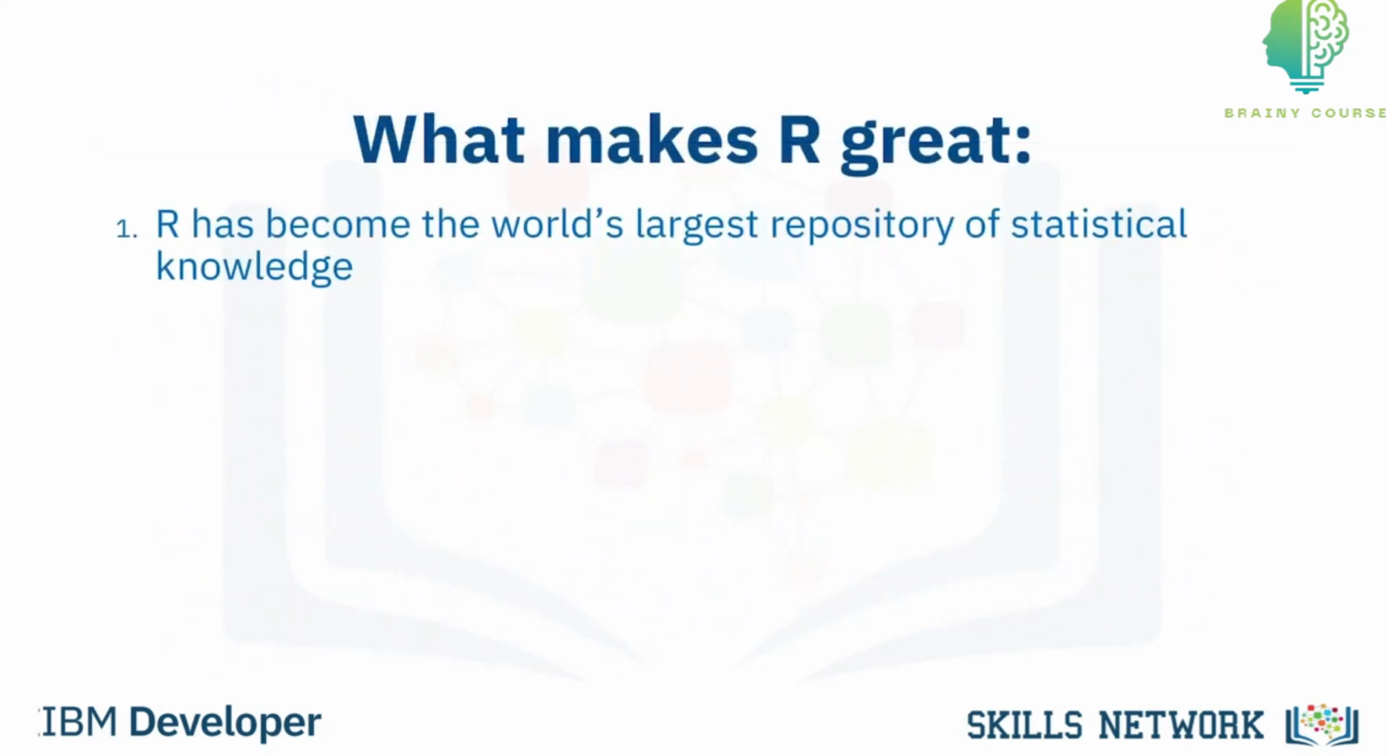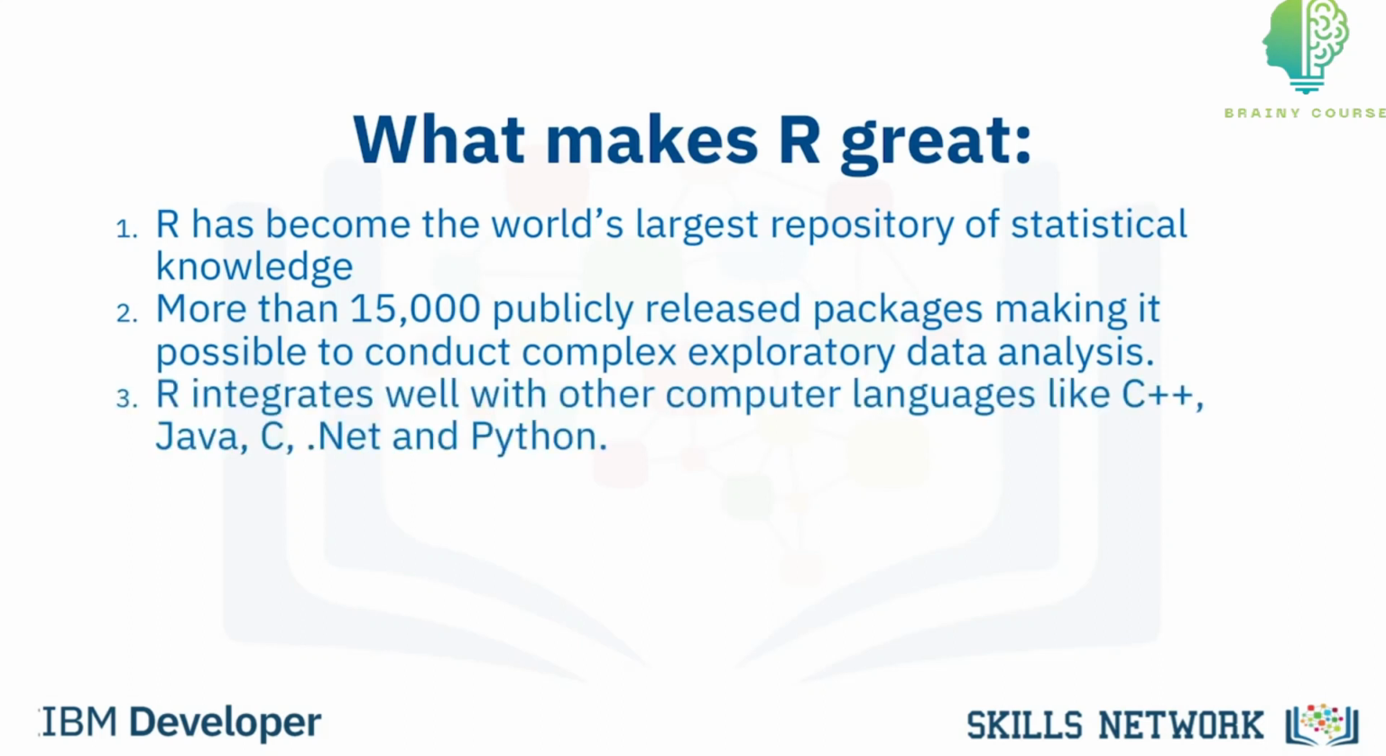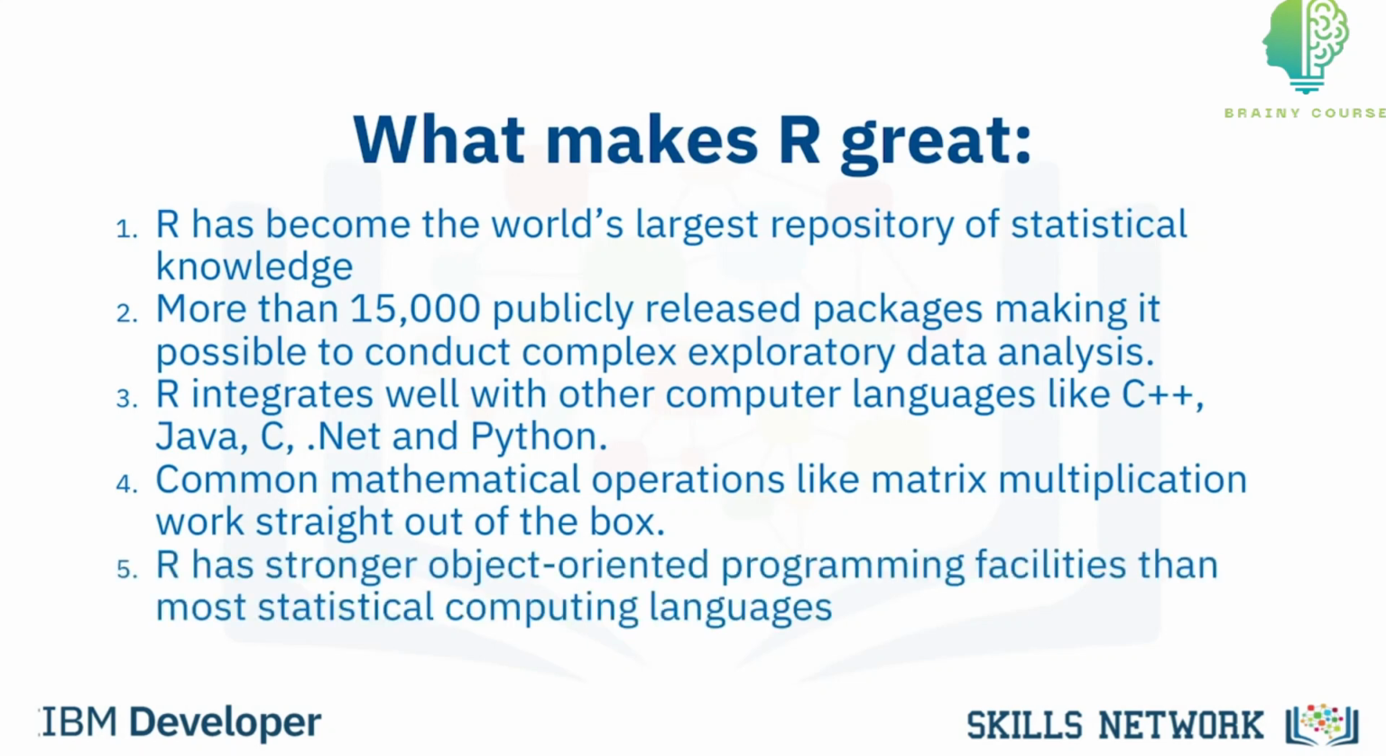R has become the world's largest repository of statistical knowledge. As of 2018, R has more than 15,000 publicly released packages, making it possible to conduct complex exploratory data analysis. R integrates well with other computer languages, such as C++, Java, C, .NET, and Python. Common mathematical operations, such as matrix multiplication, work straight out of the box. R has stronger object-oriented programming facilities than most statistical computing languages.